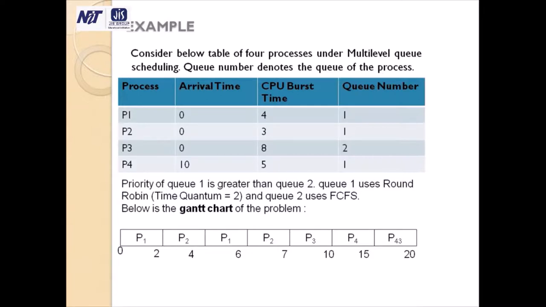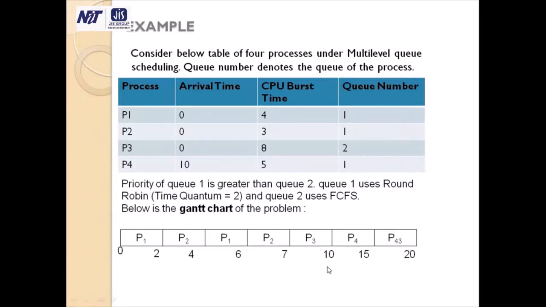So P3 starts its execution, its burst time is 8. So from 7, it starts its execution, 7 to 8, 8 to 9, 9 to 10. There is no problem. But at 10 milliseconds, another process comes, P4 comes, and it enters into ready Q1.